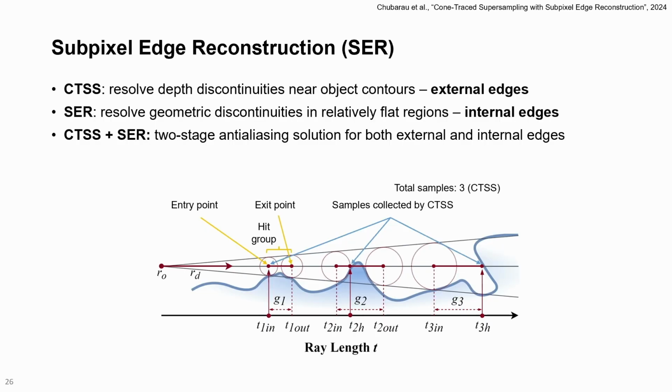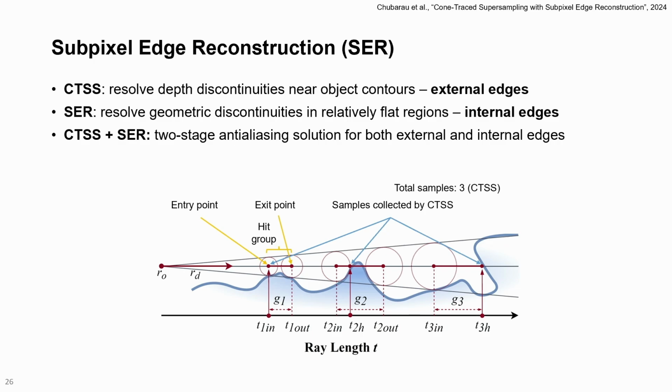So with the help of cone intersections, we can identify what we call external edges. Those are the visible depth discontinuities that occur at object contours. But this strategy doesn't reveal what we call internal edges. Those are the edges that are found in relatively flat regions.